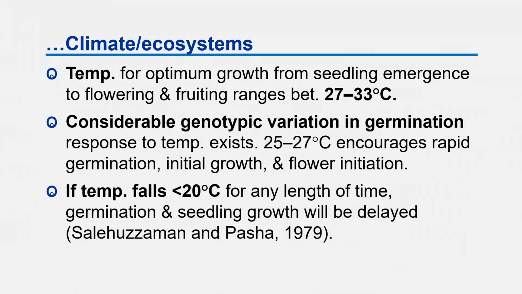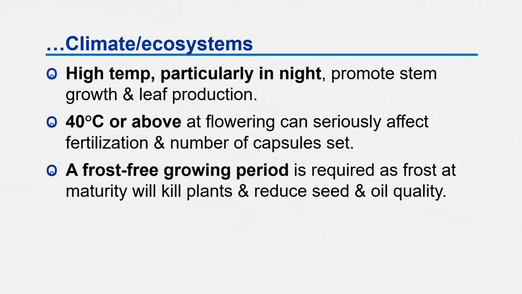And if it comes down to even 10 or less than 10, then all physiological activities of the plant will stop. High temperature, particularly at night, promotes stem growth and leaf production. 40 degrees centigrade or above at flowering can seriously affect fertilization and number of capsules set. So you can see excess temperature can affect not just vegetative growth, but it can also affect the reproductive growth of the crop.